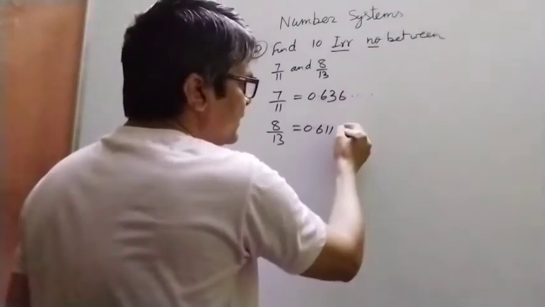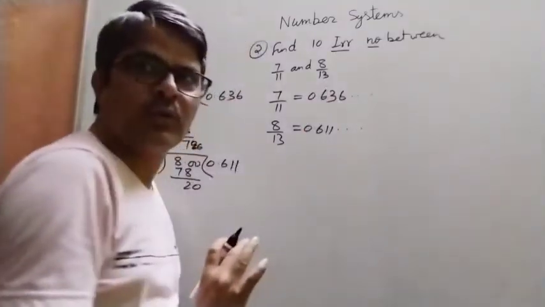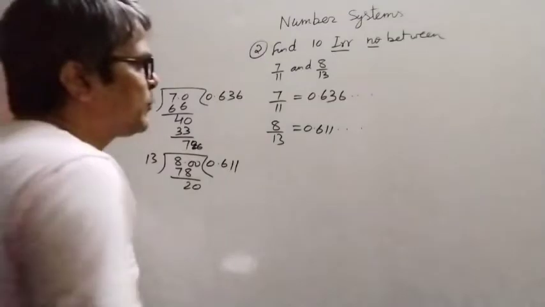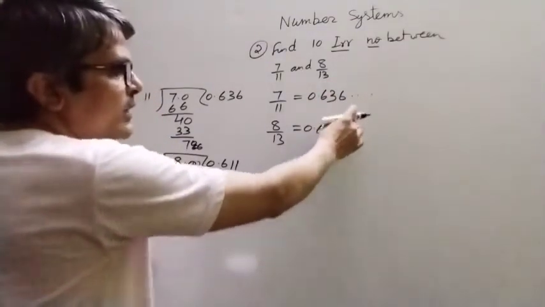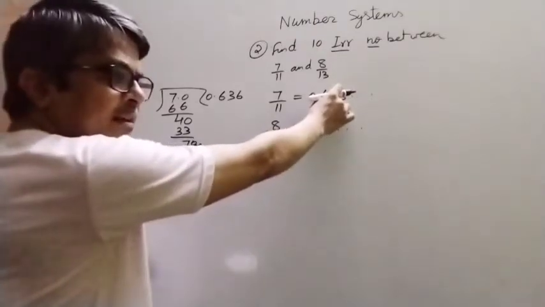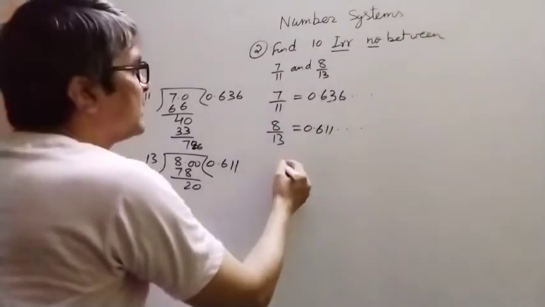Okay? Yes, sir. So you have to find irrational numbers between 0.636 and 0.611. Which one is the greater one? This one is the greater one? Yes, sir. This one is the smaller one? Yes, sir.